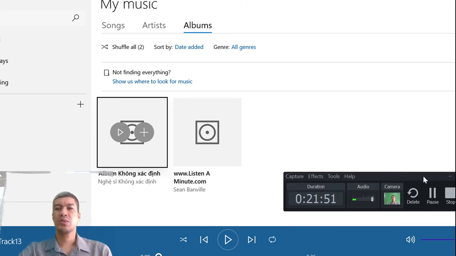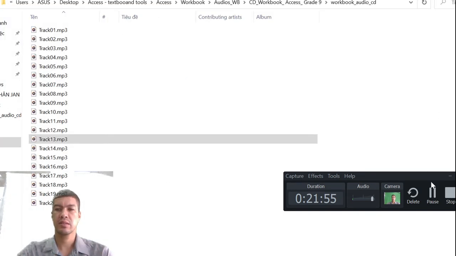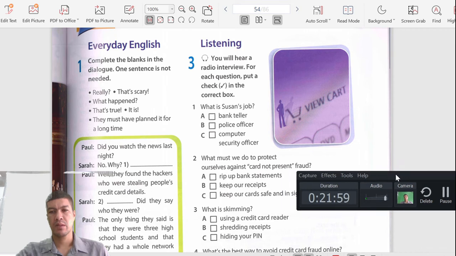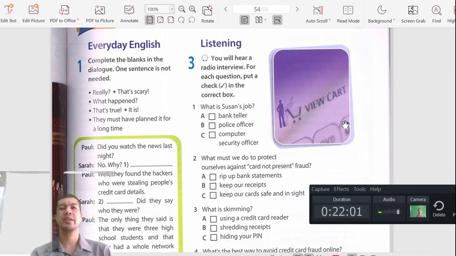All right, and that's the listening audio. So now we can fill in our answers. All right, so we see you will hear a voice, a radio interview. For each question, put a check in the correct box. So what is Susan's job? And we see the correct answer is B, police officer.